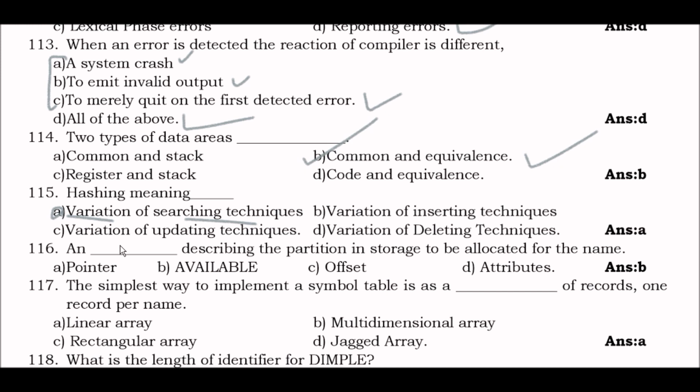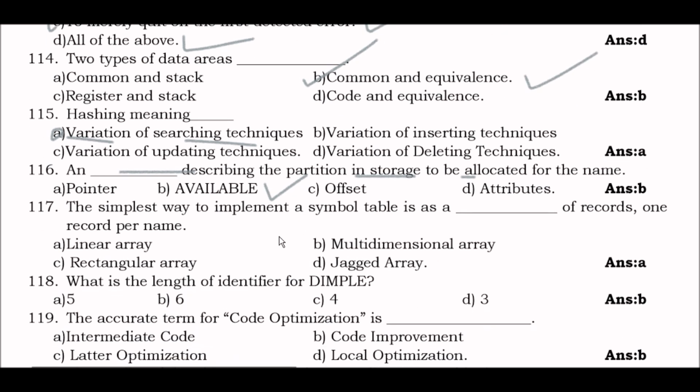Next question. Available describes the partition in storage to be allocated for the name. The right answer is option B, available. Next question. The simplest way to implement a symbol table is as a linear array of records, one record per name. So the right answer is option A, linear array.